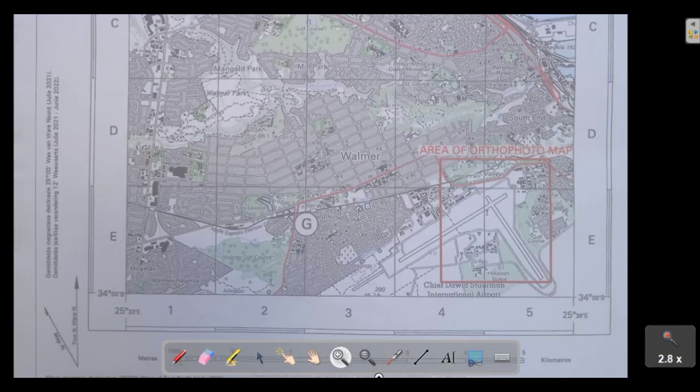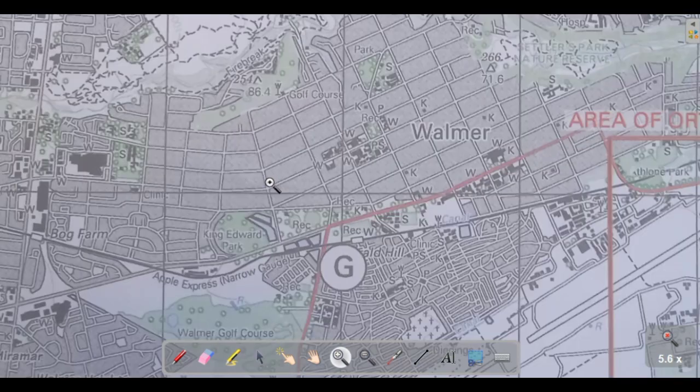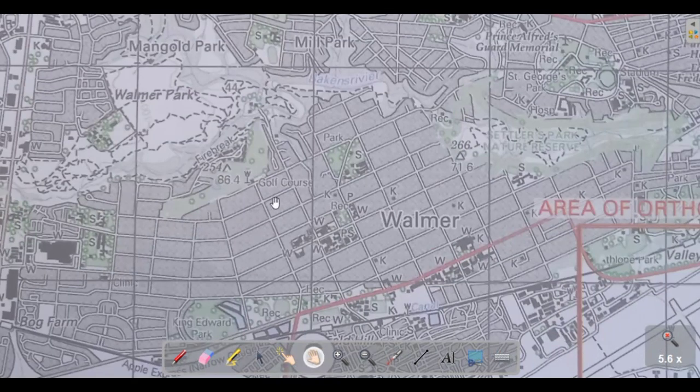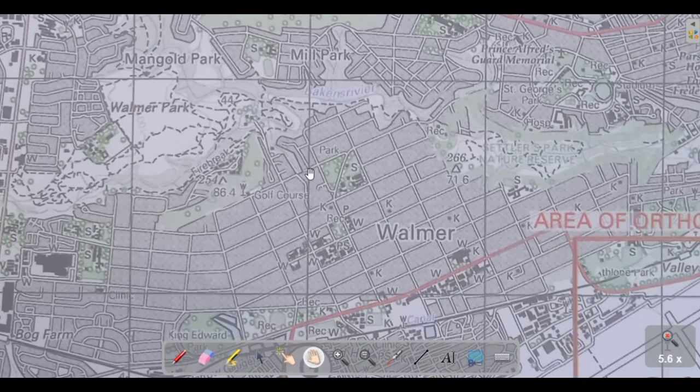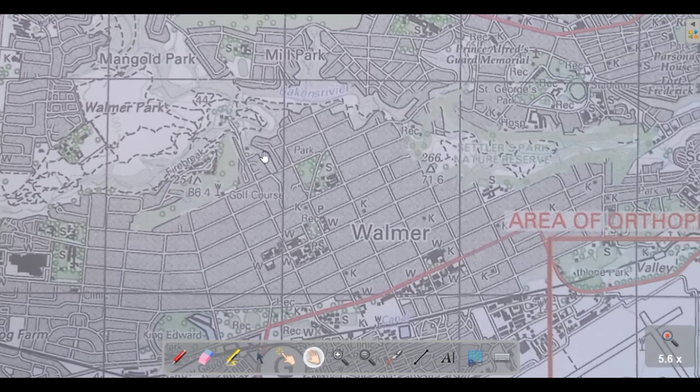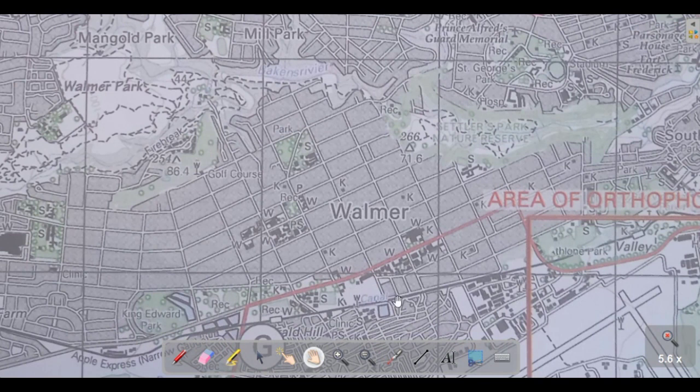D2, D2, yes, there we go. So D2, right. So guys, we can clearly see that there is buffering right here. Okay, so that's buffering, guys.